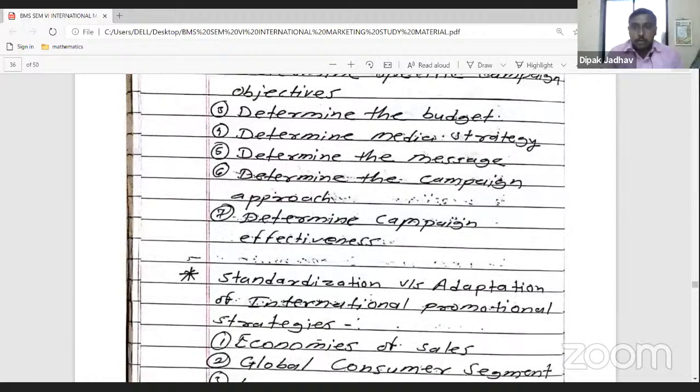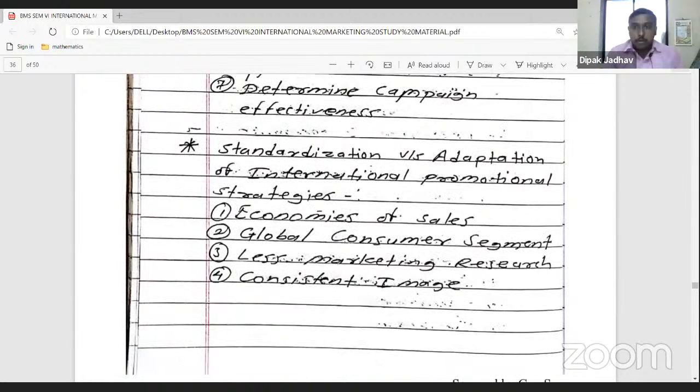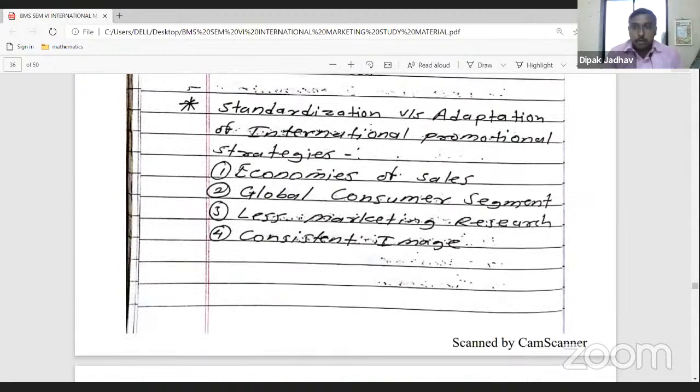Then the standardization and adaptation process in international promotion strategies. How we can standardize versus adapt. First is the economy of scale. What type of economy of scale is ROI? Simply put, what return you can get from these sales promotion activities, and how effective they are.